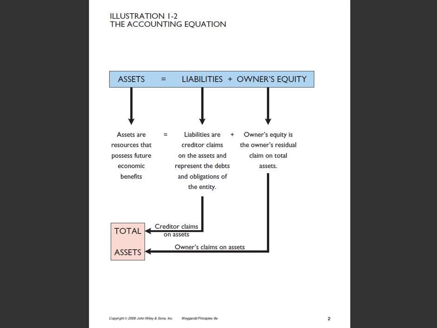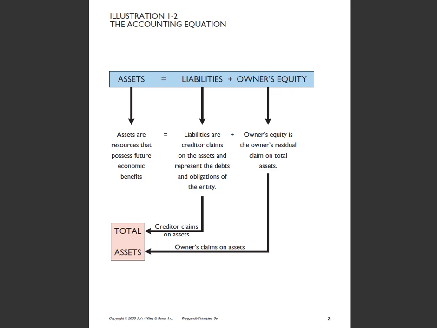Liabilities are creditor claims on the assets and represent debts or obligations of the entity. These are things such as accounts payable to other creditors, salaries payable. That's where your employees have some claims, basically their paychecks. And owner's equity. Equity is the owner's residual claim on the total assets.